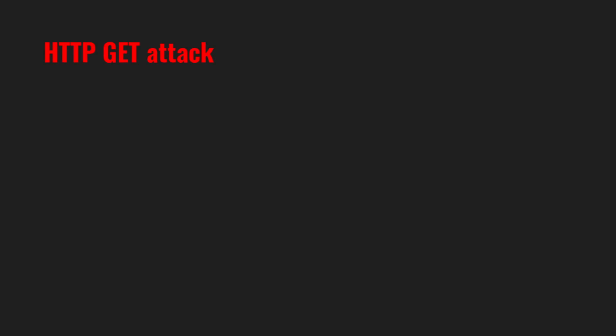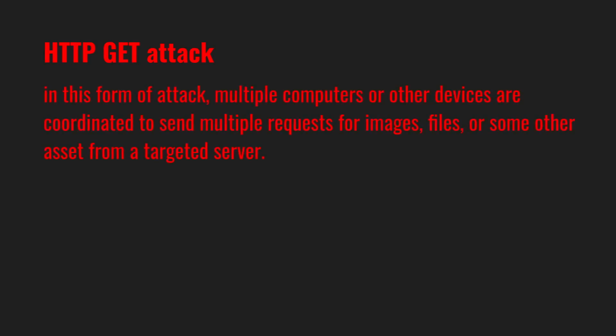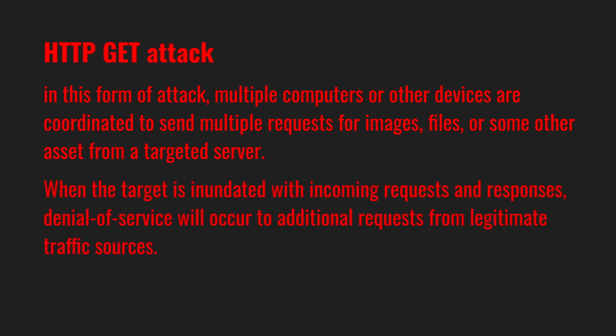Now the types of HTTP flood attacks. The first one is the HTTP GET attack, and the other is the HTTP POST attack. So let's start with the HTTP GET attack. In this form of attack, multiple computers or other devices are coordinated to send multiple requests for images, files, or some other assets from a targeted server. When the target is inundated with incoming requests and responses, denial of service will occur for additional requests from legitimate traffic sources.